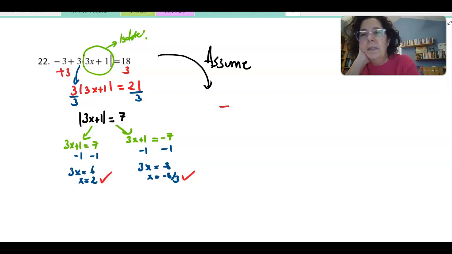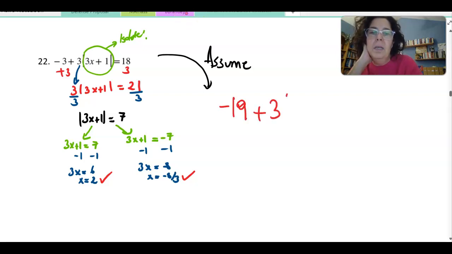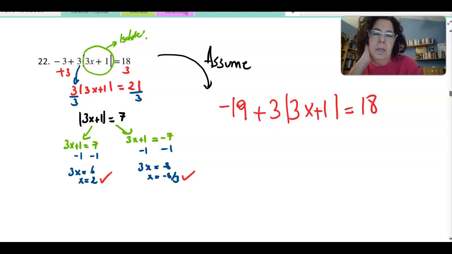Let's say that instead of having -3 here, we have 19, right? So plus 3x plus 1 equals 18. So that was the equation, but instead of -3, we had 19. So what would we do?